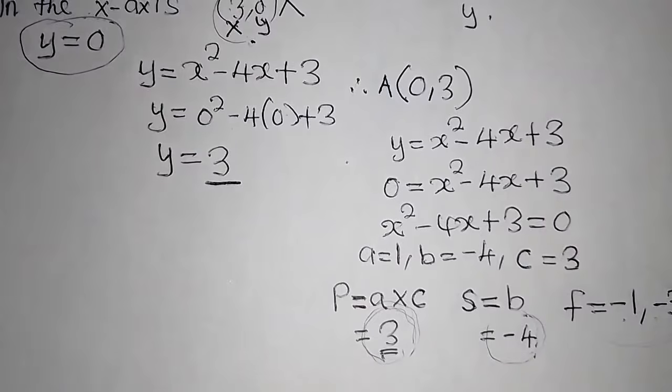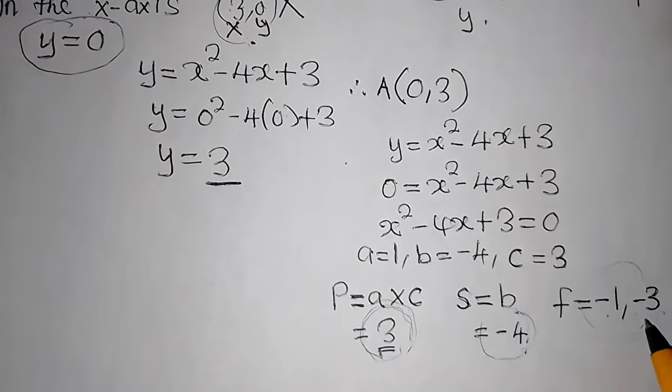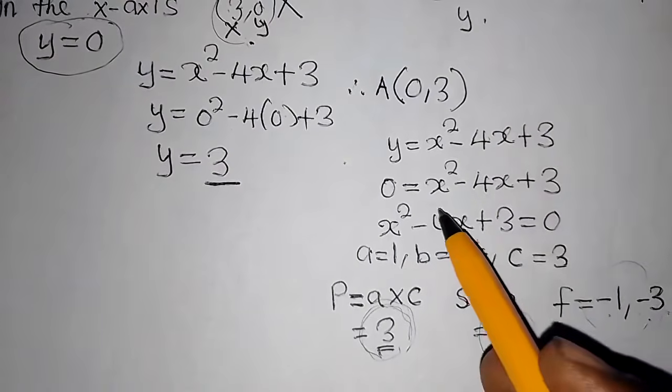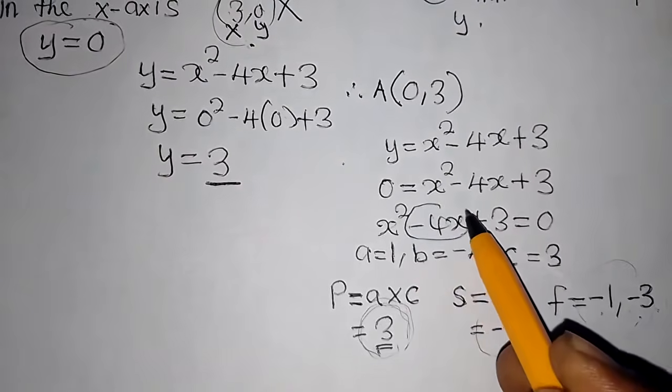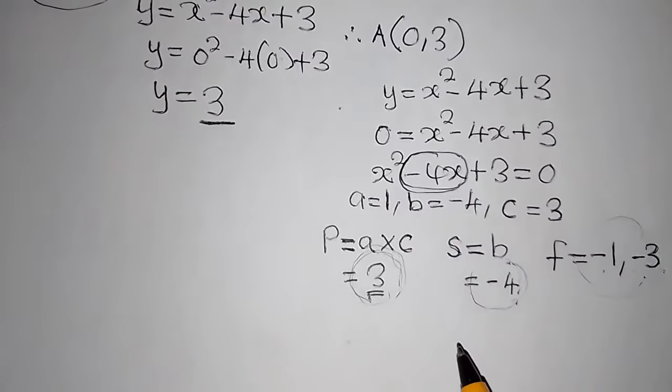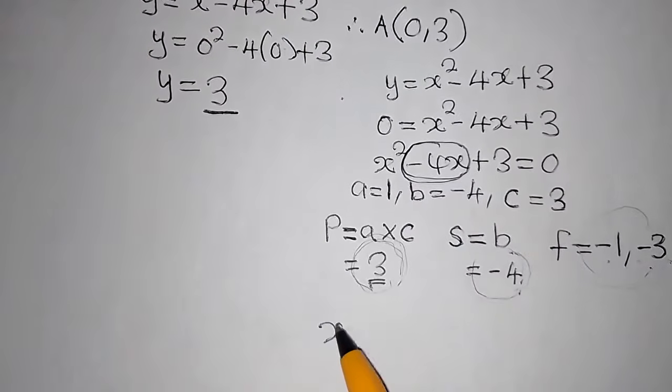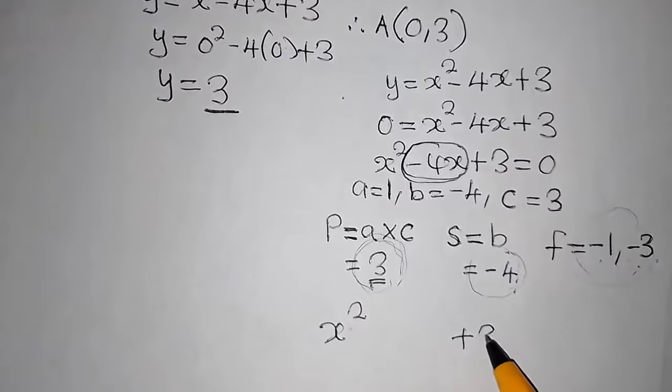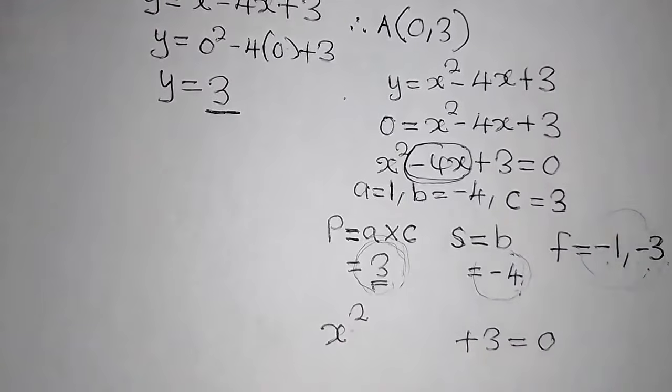So we need to make sure that we get these two numbers. After you get this now, you check the equation. Have you seen? You remove this part here. Remove this. You remove that. So what are you going to remain with? You are going to remain with x squared plus 3, which is equal to 0. So you put them in the middle here.